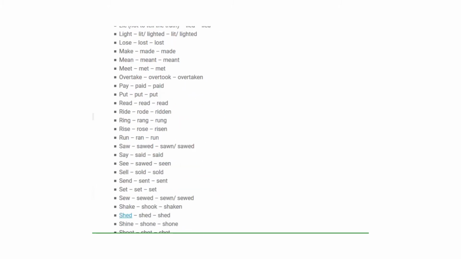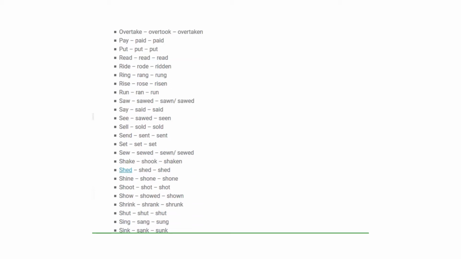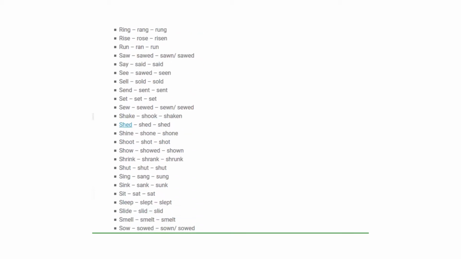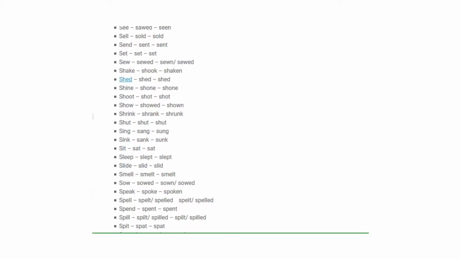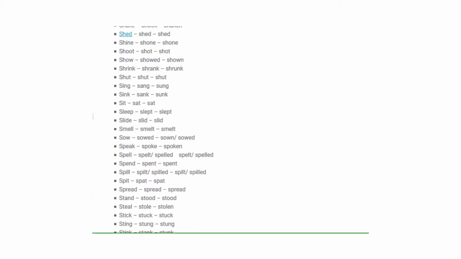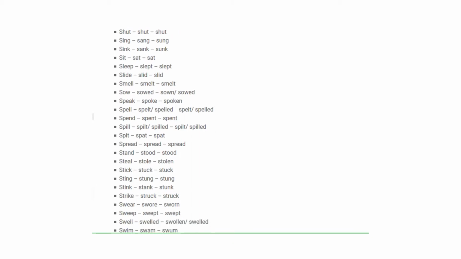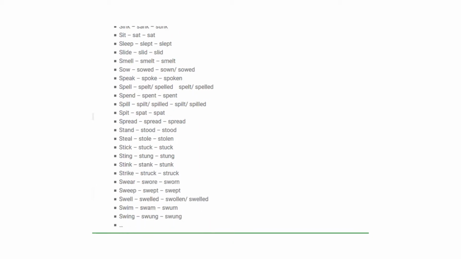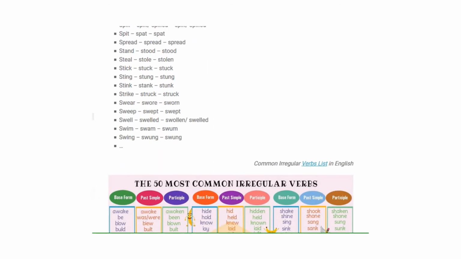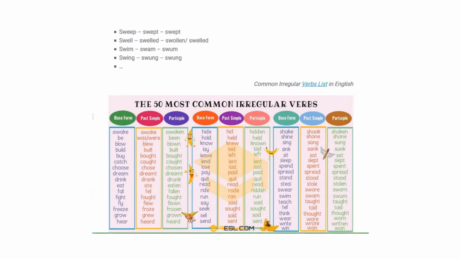So we have many others that I think many of you know. These irregular verbs, you have a look at them. There is a list of irregular verbs. Of course, for English language learners, they need to memorize these verbs. Okay.